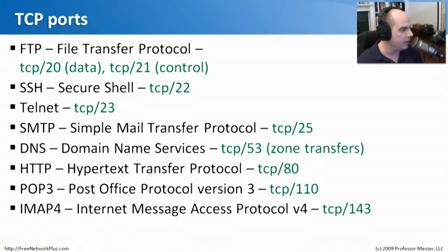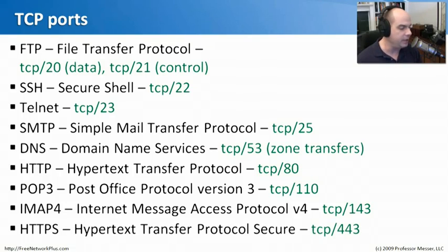And IMAP4 is a protocol that's used. It's called Internet Message Access Protocol version 4. That's a big name. That uses TCP port 143. And finally, we have HTTPS, which is the secure part of HTTP, Hypertext Transfer Protocol Secure, and you'll always see that over TCP port 443.